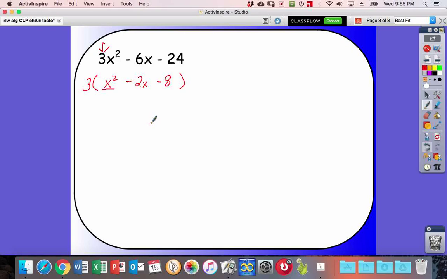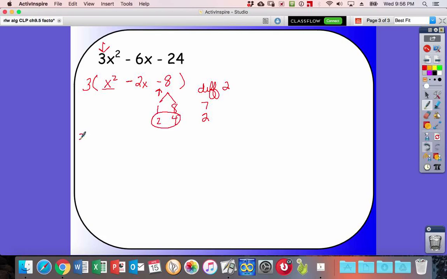Now I'm going to play the game. The game says if I look at that sign right there, I'm going to look at two numbers that multiply to 8, but because it's a negative, I need to know that their difference equals 2. Well, 1 and 8, the difference is 7. But the difference between 2 and 4 is 2, so I have now found my pair.